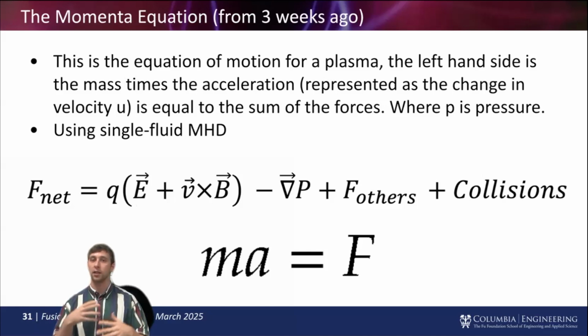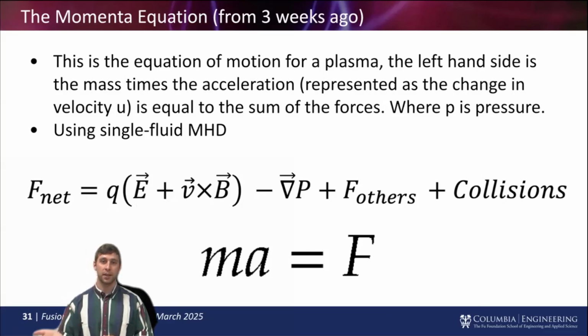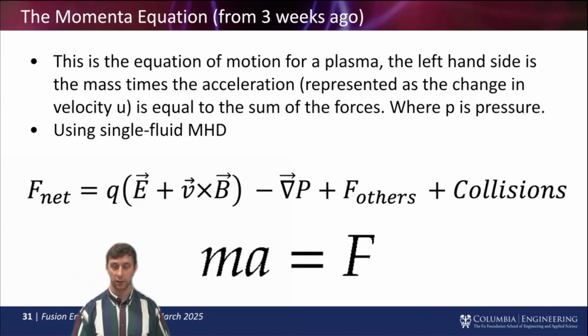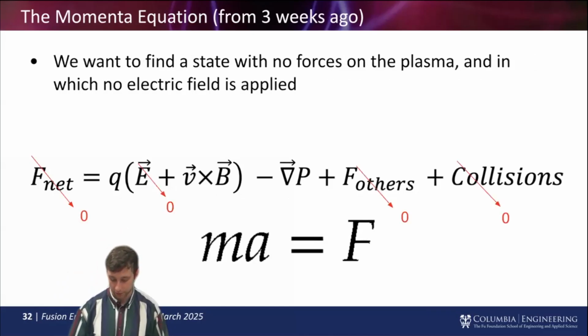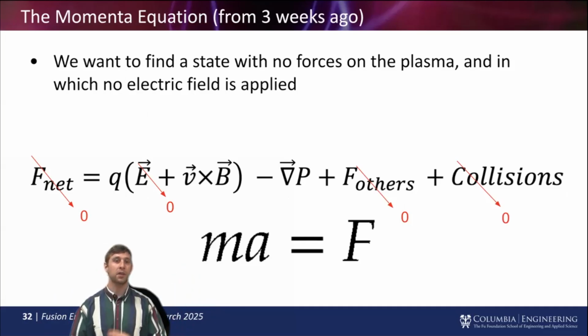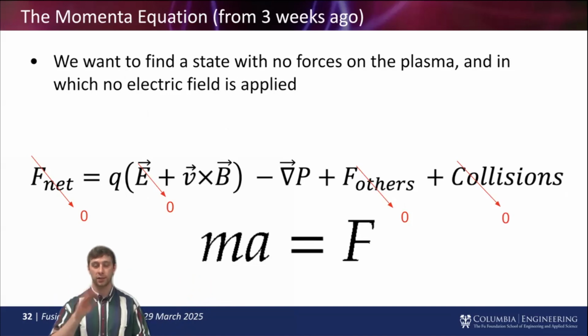This describes the motion of the plasma, where on the left side, the net force is equal to the mass times the acceleration of the plasma, and the right side of the equation is the sum of the other forces on the plasma. Here, P stands for the pressure, and again, this is just using single fluid magnetohydrodynamics, or the single fluid picture of plasma. So say we want to set the force on the plasma equal to zero, that means we can set the left hand of this equation equal to zero. Say we're looking for a situation in which we don't have any electric field, just to keep it simple. We can set the E quantity equal to zero.